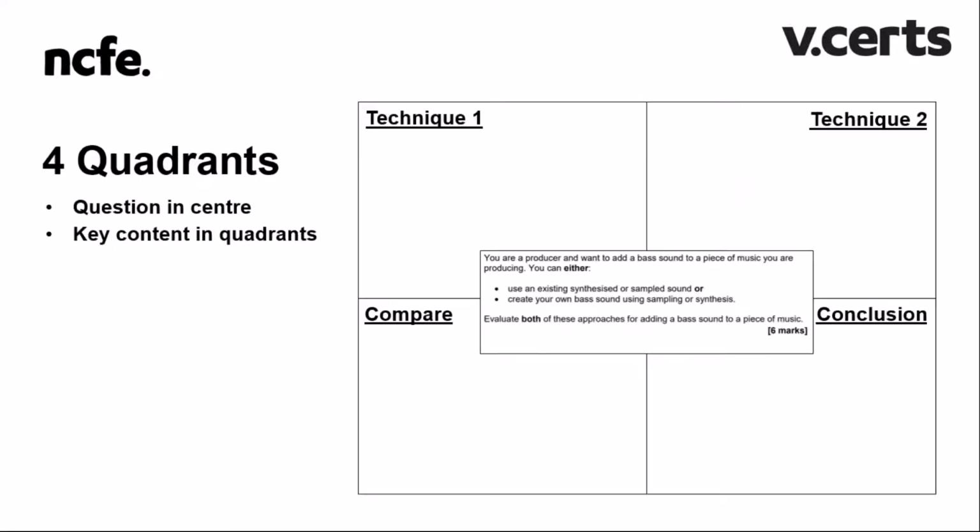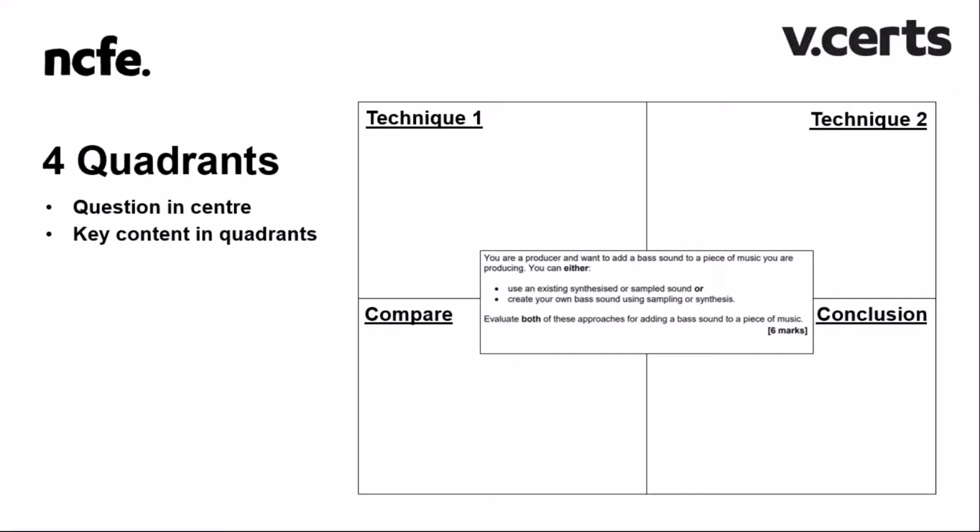Now, for music technology, there are usually at least 2 evaluation questions. So one approach to help learners prepare for those sorts of evaluation questions is to use these 4 quadrants. You place the question in the center, and then learners have to summarize the key aspects and use the correct terminology, as the mark scheme is very similar for these evaluation questions.